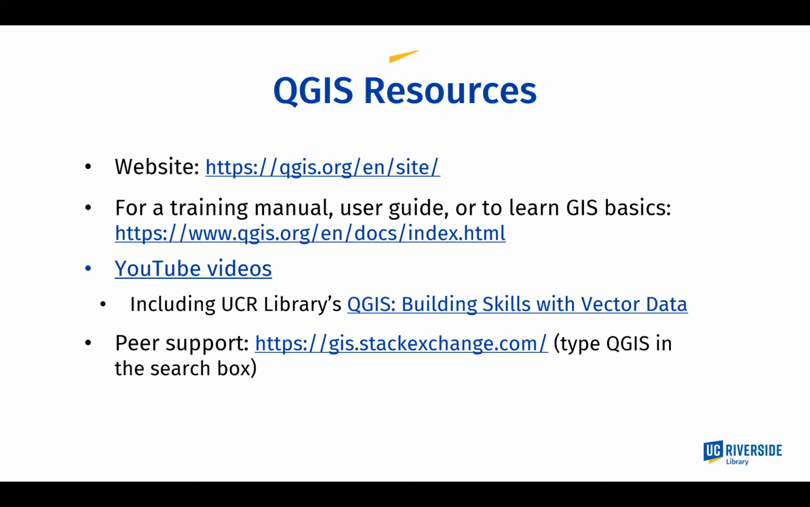If you're looking for answers to a specific question, I think what's most common for people who use QGIS is to go to GIS Stack Exchange, and you would just type QGIS and then the thing that you're encountering in the search box and see if other people have asked the question, and then you could pose your own question if it's not coming up for you there.